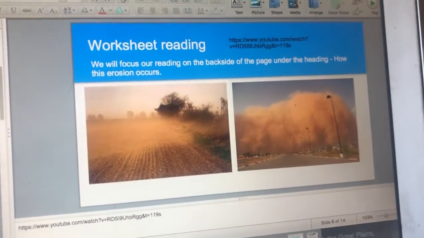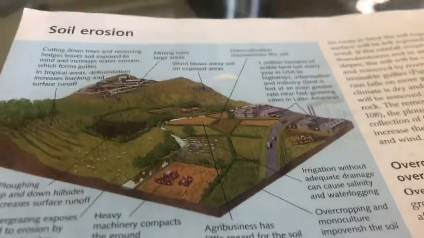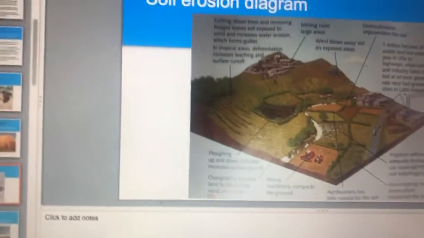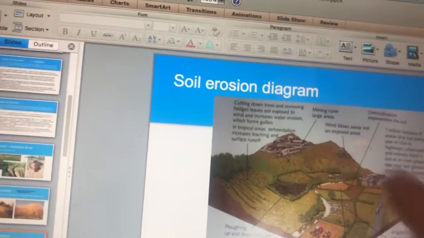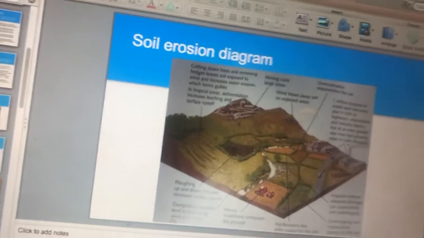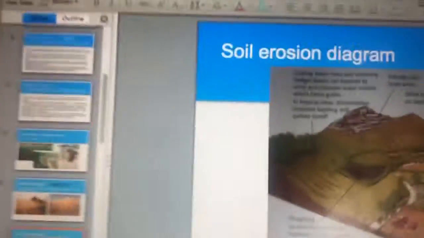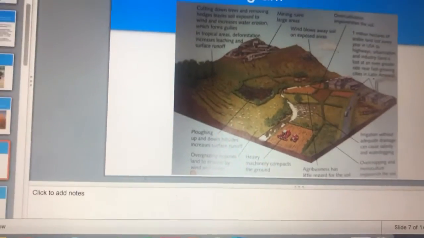You can see a clearer diagram, maybe some people would find it easier. If you look on page 254 in your New Wider World, you have this diagram. I've put that diagram into the PowerPoint that I gave you. It goes through some of these causes of soil erosion, so for example, the removal of vegetation, over cultivation, etc. So you can go through that and highlight those main points.